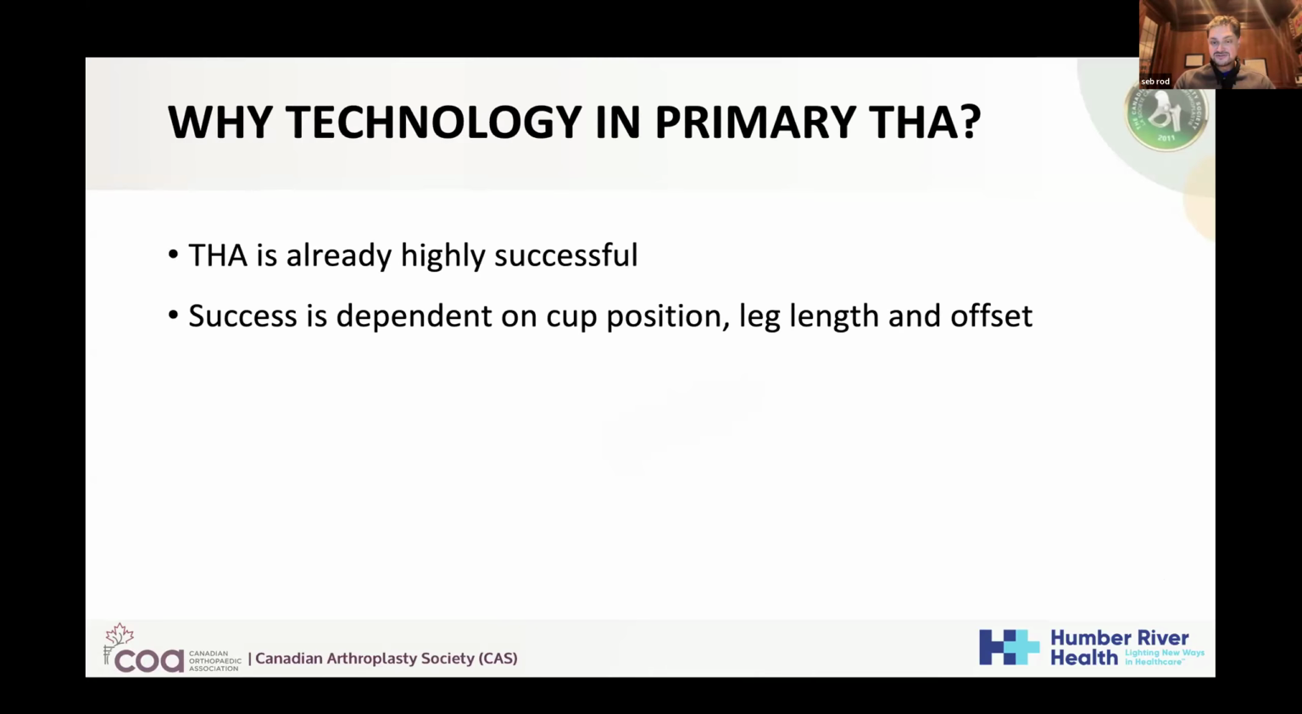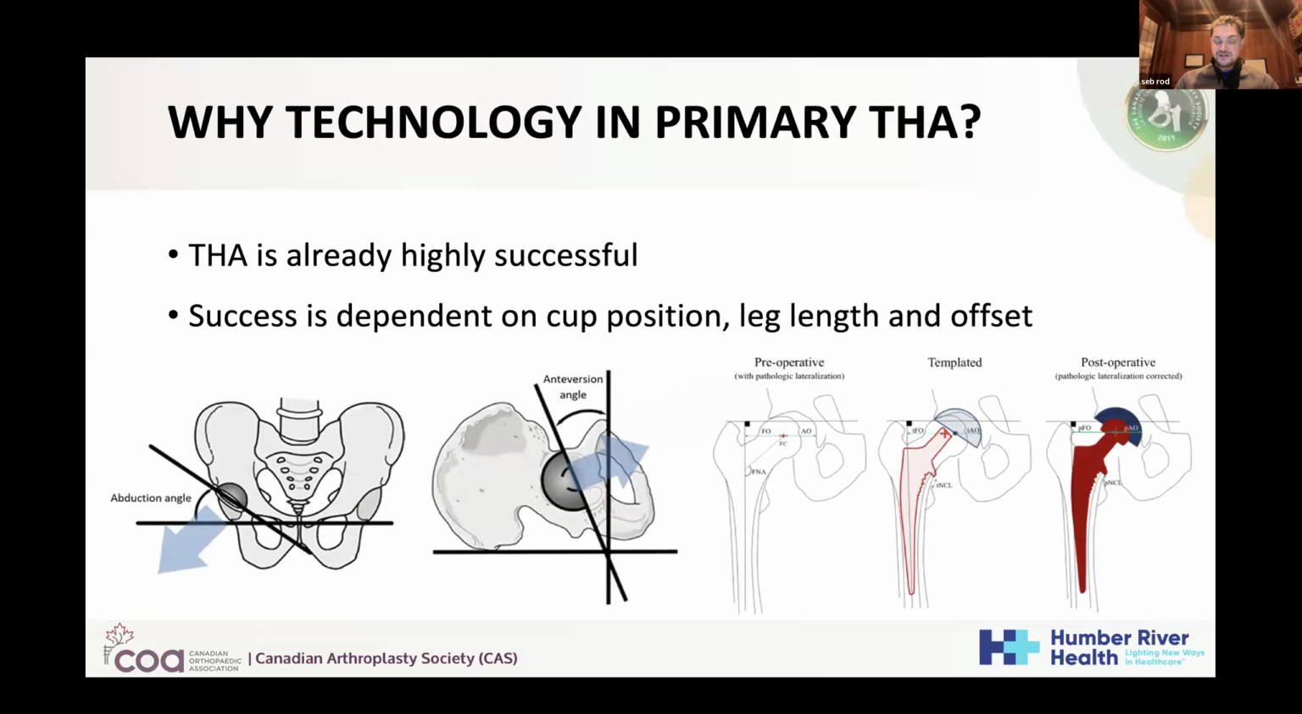These are all things that are hammered into you as a resident, in your pre-surgical plan. And it's important to understand what those things are. Your anteversion angle, the abduction angle when you're talking about the cup, and then understanding what the center of rotation is natively of the hip, where you want to restore it to, because that dictates things like offset. And of course, with that, you can talk about leg length.